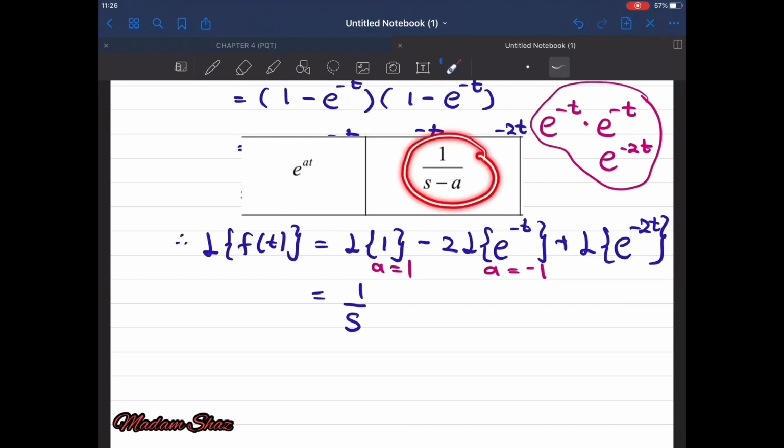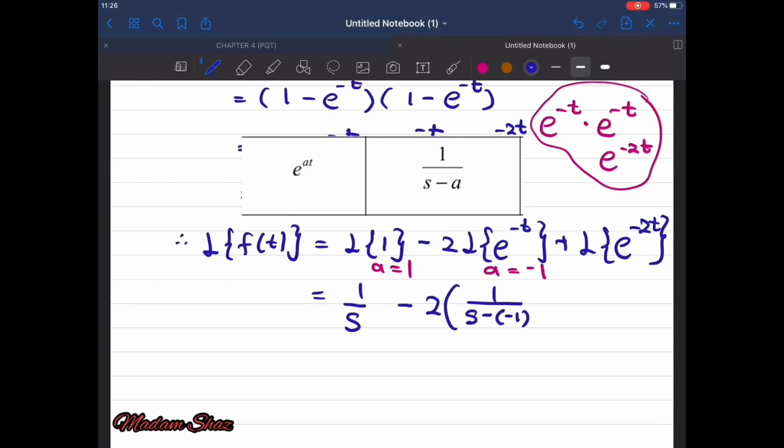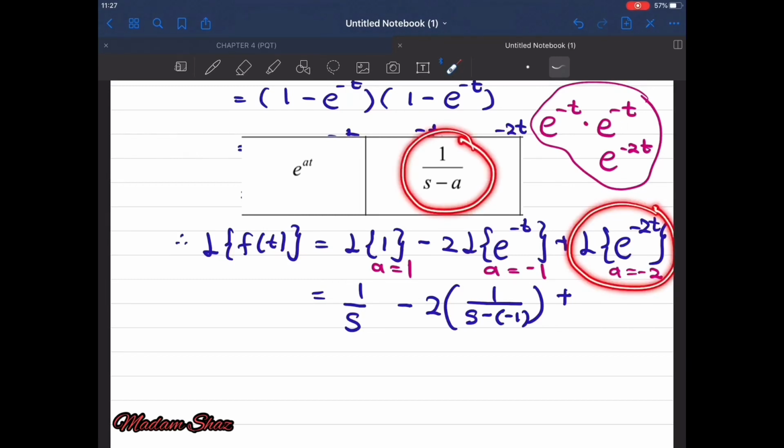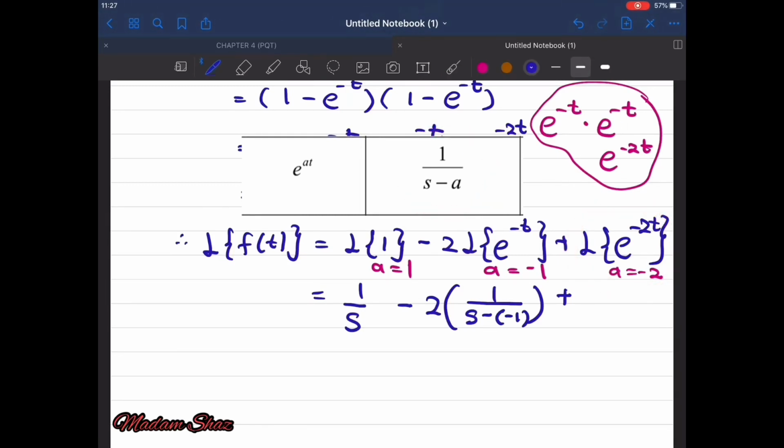So therefore, the answer will become 1 divided by s, minus 2 multiplied with 1 over s minus negative 1, plus Laplace of e to the power of negative 2t. Our a here is equal to negative 2. So therefore, Laplace of e to the power of negative 2t will become 1 over s minus a, which is 1 over s minus negative 2.